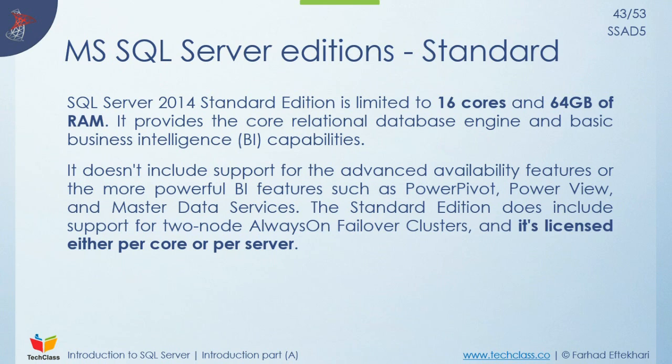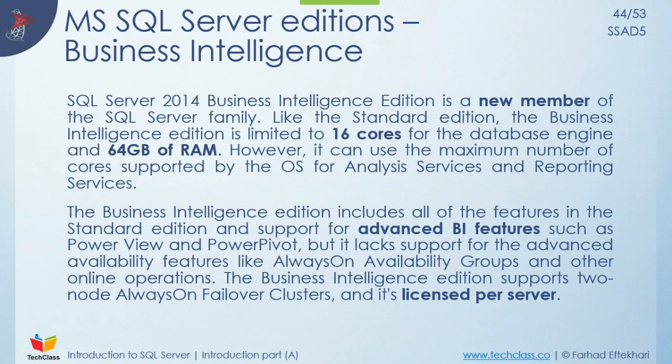SQL Server 2014 Business Intelligence Edition is a new member of the SQL Server family. Like the Standard Edition, the Business Intelligence Edition is limited to 16 cores for the database engine and 64 GB of RAM. However, it can use the maximum number of cores supported by the OS for Analysis Services and Reporting Services. The Business Intelligence Edition includes all of the features in the Standard Edition and support for advanced BI features such as Power View and Power Pivot, but it lacks support for the advanced availability features like AlwaysOn availability groups and other online operations. The Business Intelligence Edition supports two-node AlwaysOn failover clusters and is licensed per server.